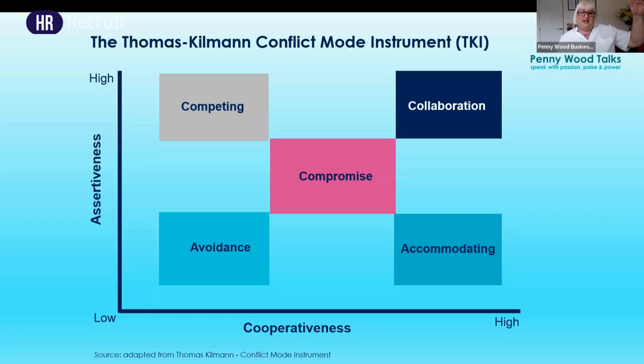The assertiveness axis is the extent to which the individual attempts to satisfy their needs. And then the cooperativeness, which is along the bottom, is the extent to which the individual attempts to satisfy the other person's concerns. When you look at this, I want you to think about yourself and about individuals, because you can use it to assess how you would approach a situation or how the other person might approach it. You can use all five, depending on the situation.